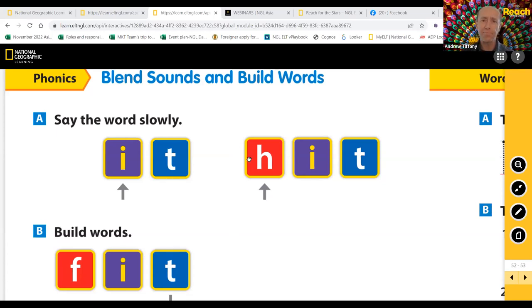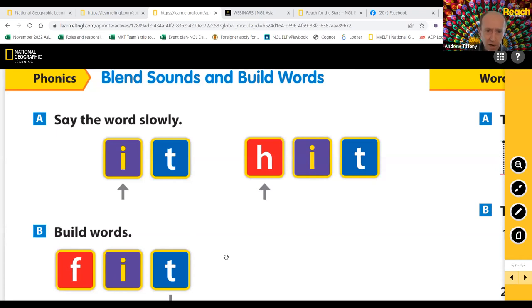Okay. Now the next one, we've got an H. What does H sound like? H sounds like H, right? Not huh. We don't want to do that because otherwise this word doesn't sound right. Okay. Very good. Now two hands again. This time this one is H and this one is it, okay? Ready? We're going to go H, it. Or we can just do it much faster. We can just go it, hit, right? Very good, okay.